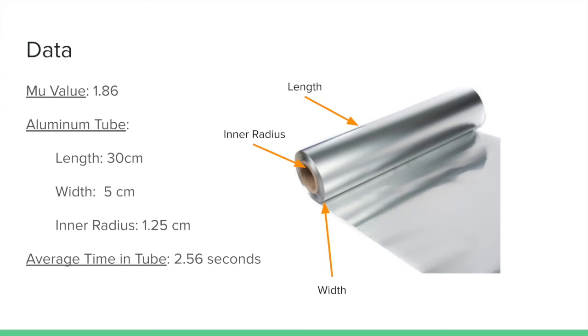Some of the data that was measured: the mu value from last lab was found to be 1.86, in amperes times meters squared. And the dimensions of the aluminum tube are 30 centimeters, 5 centimeters, and 1.25 centimeters, with the length, width, and inner radius being labeled in the picture to the right. After conducting this experiment 5 times, the average time it takes for the falling bar magnet to fall completely through the tube is just over 2.5 seconds.